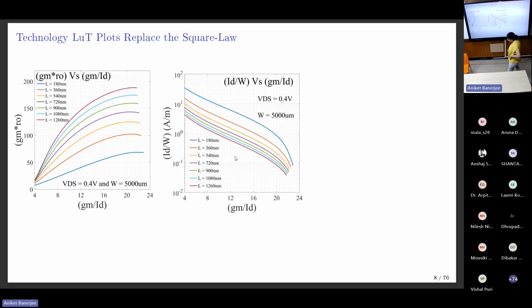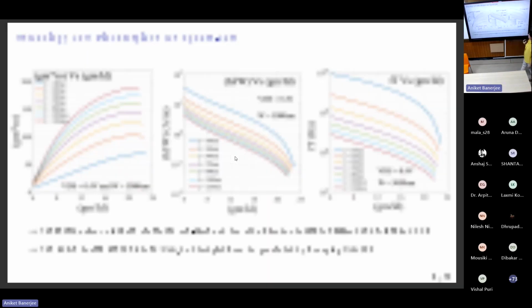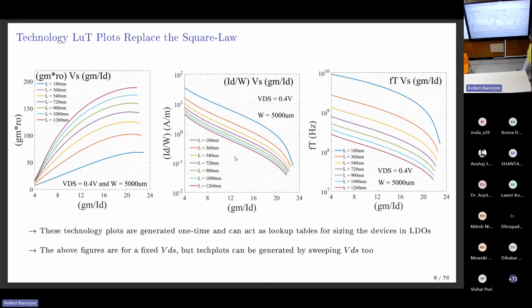The second is ID by W, the current density. How much current can I get for a circuit? ID by W. This will help you a lot to size the FET, because that's our goal actually. The next one is fT. So the x-axis everywhere is gm/ID. And we'll walk you through this process so you get comfortable with using these plots. But you'll be like, okay, how do I generate these plots?